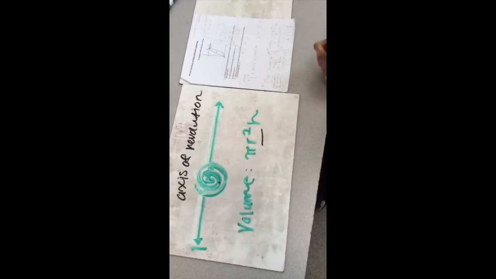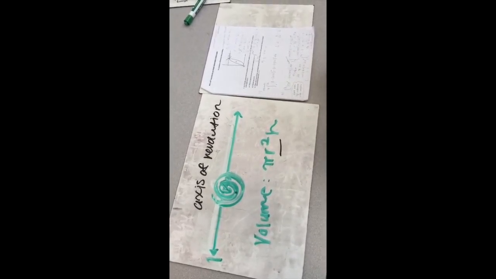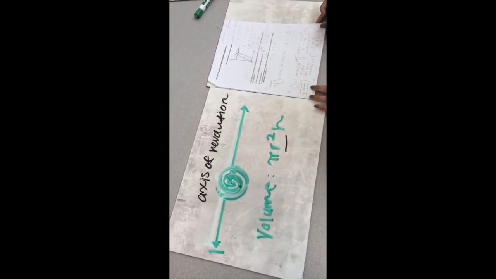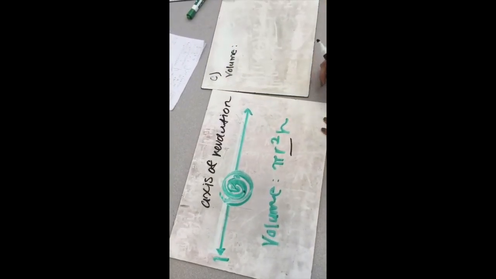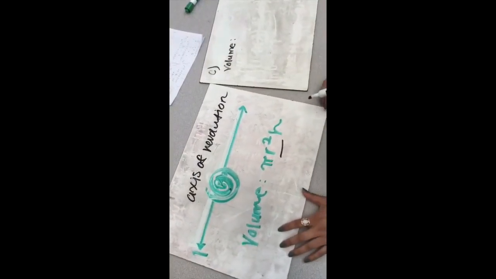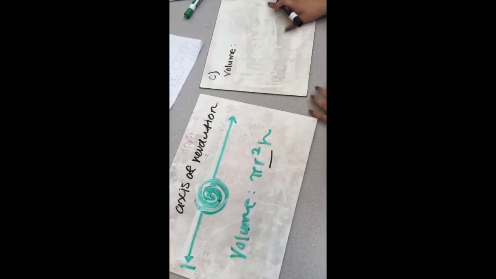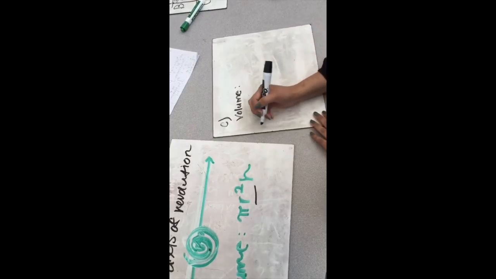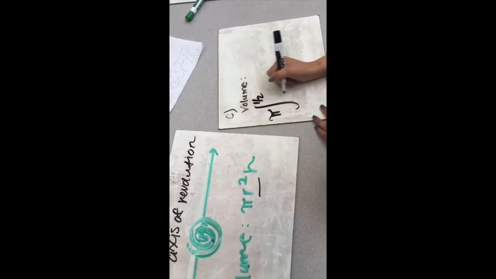Okay, for problem C, our question is asking us to write, but not evaluate, an integral expression for the volume of the solid generated when R is rotated about the horizontal line y equals 1. Therefore, our axis of revolution is y equals 1, and the formula for that would be volume equals pi r squared times height. Therefore, we move to writing our equation, which would be pi, and then including our limits.